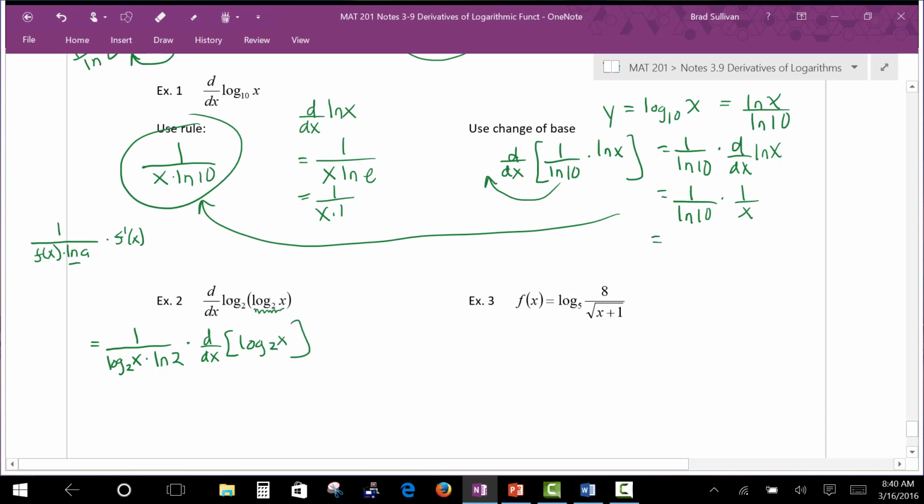When you're taking the derivative of a log of something, it's 1 over that something times ln of the base times the derivative of that something. Does that make sense? That's chain rule again. You got that times the derivative. Okay, now let's see what we got here. So this is 1 over log base 2 of x times ln of 2.